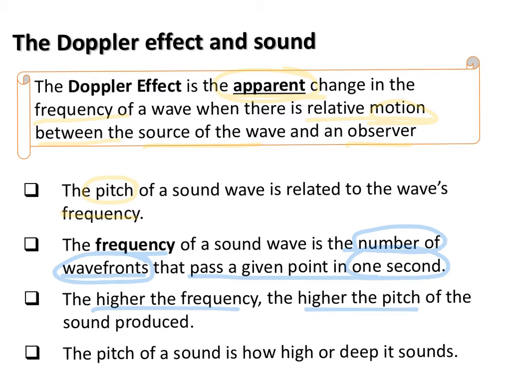So like a soprano singer has a very high-pitched voice, which can be a little annoying, and a baritone or a bass singer has a very low-pitched tone. So the pitch of the sound is how high or how deep it sounds. It is not about the loudness. We're not concerned with loudness here at all.